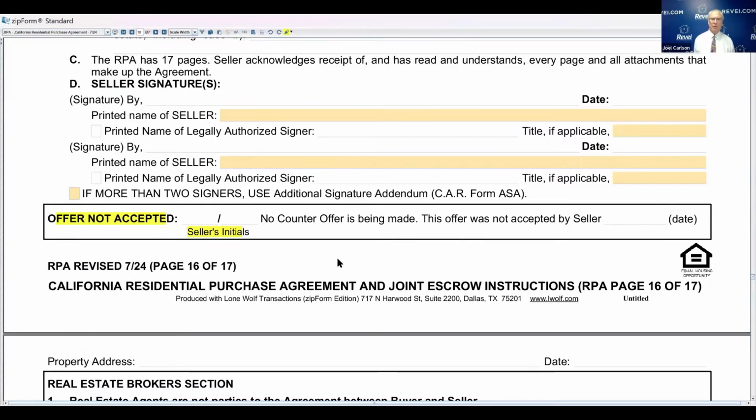That's a violation of your code of ethics. It's also a violation of law. So when that complaint comes in to the Grievance Committee, Pro Standards Committee, we're going to refer it to the Department of Real Estate because you've just violated the law.